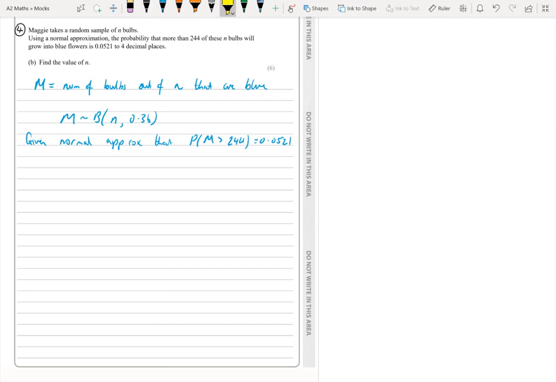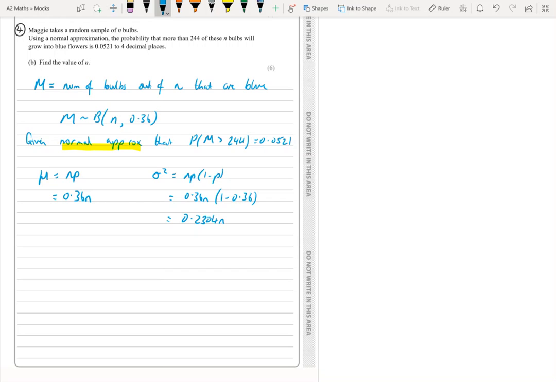So we need to figure out the details now of what is this normal approximation. So remember, you can go from a binomial to a normal if you calculate the mean value, which is np, and if you calculate the variance, which is np(1 minus p). So for us, the mean is n times p, so that's just 0.36n, and the variance is 0.36n multiplied by 1 minus 0.36, and that is 0.2304n. So we've got a mean and a variance.